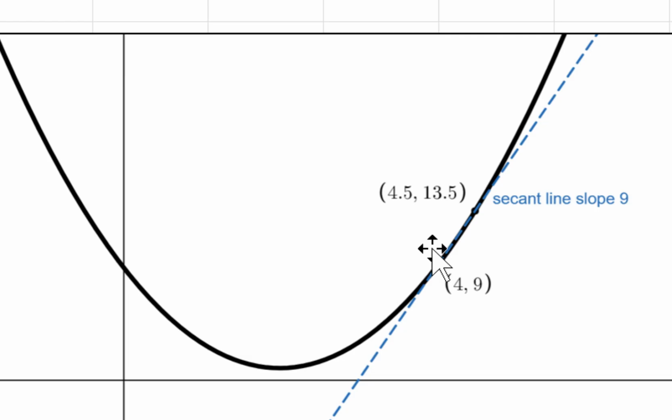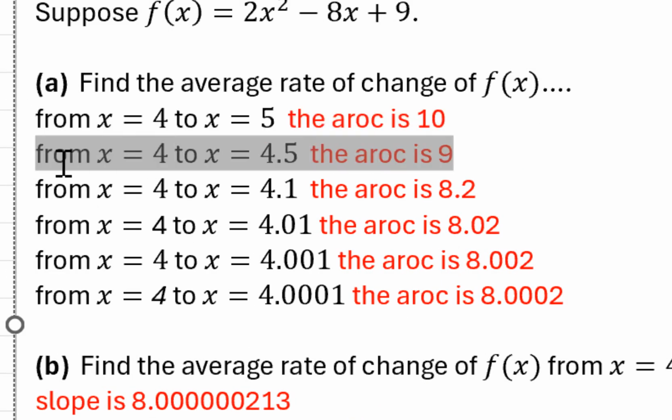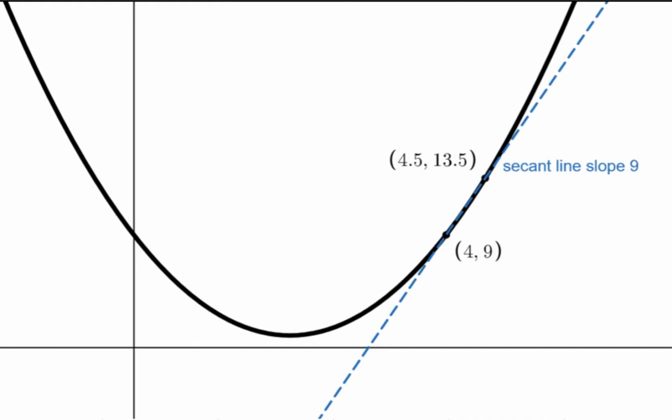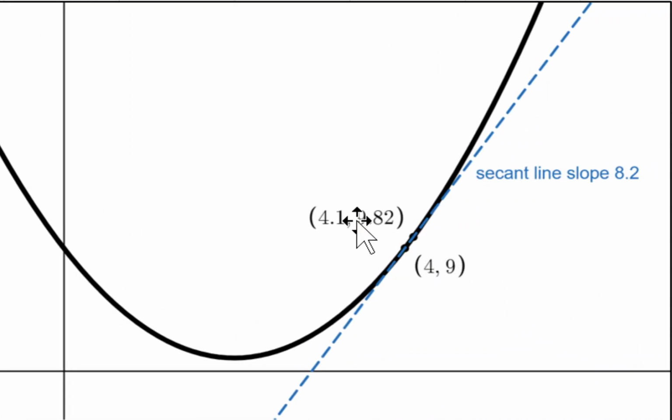Next, we did a calculation of the average rate of change from 4 to 4.5. And again, we graphed the function f of x. And if you draw the secant line, the line that intersects f of x at 4 and 4.5, that secant line has a slope of 9. Then we got even closer. We got those 2 points even closer. So x is 4 to x is 4.1. You see those 2 points are almost on top of each other. And you draw the secant line, and the slope of that secant line is 8.2.